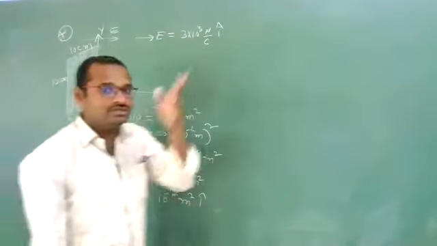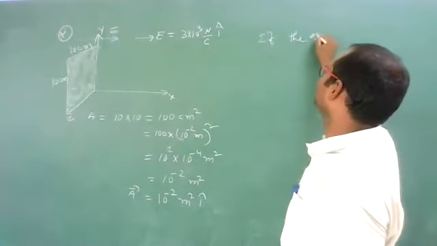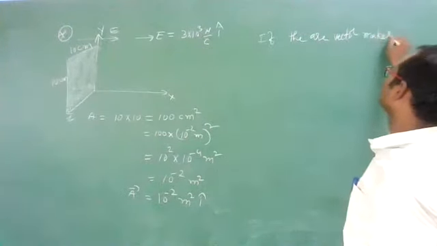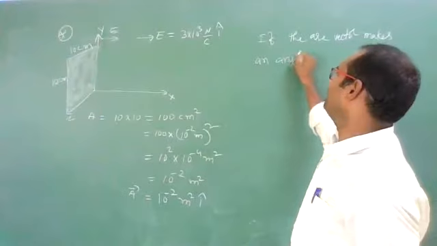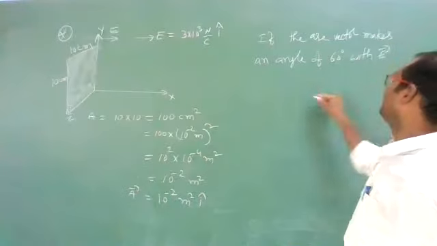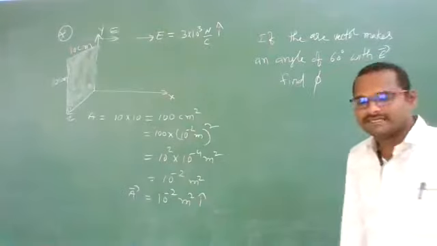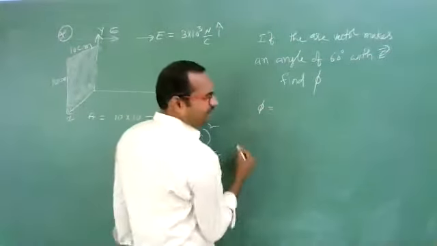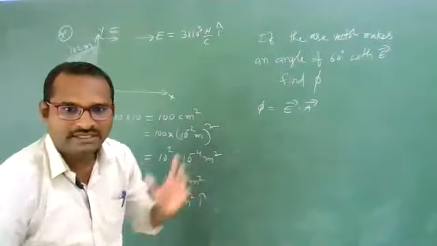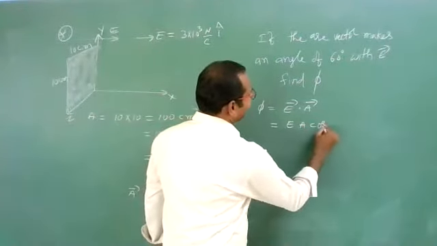Now see the question. The question is: if the area vector makes an angle of 60 degrees with electric field, find flux through that area. Can you find? As you know, flux formula is phi is equal to E bar dot A bar. Clear? So E bar dot A bar can be written as EA cos 60.